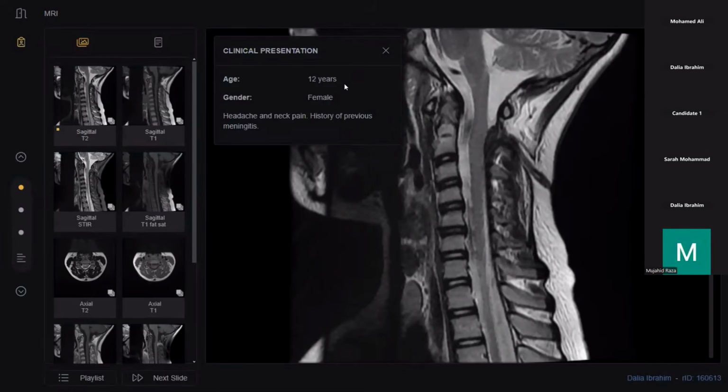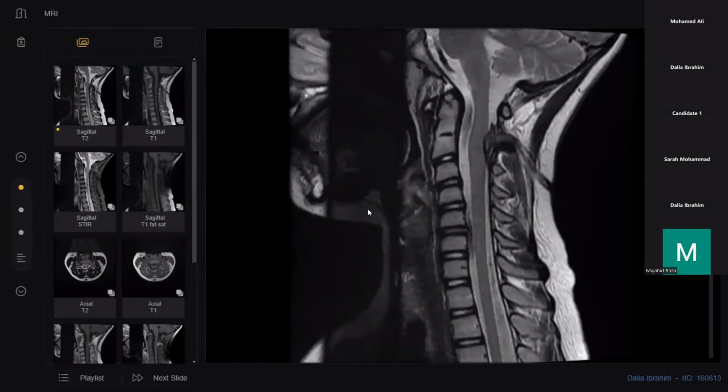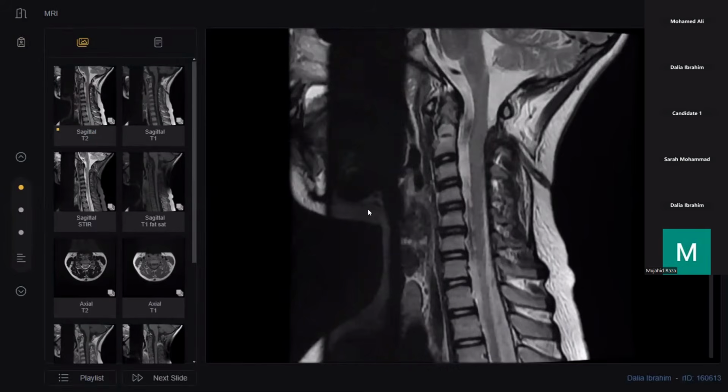This is a 12 years old female. She is complaining of headache and neck pain. She had a history of previous meningitis. Okay, I will show you the MRI of the cervical spine first, and then the MRI of the brain. This is the cervical spine T2 weighted sagittal images. Here I can see the setting of the cervical spine where there are some disc bulges seen at C5-6 and C6-7 levels with a mild compression of the adjacent thecal sac. The cord appears normal. There is no evidence of transverse herniation as seen on the T2 weighted images. I could not see any abnormality in these T2 sagittal images.